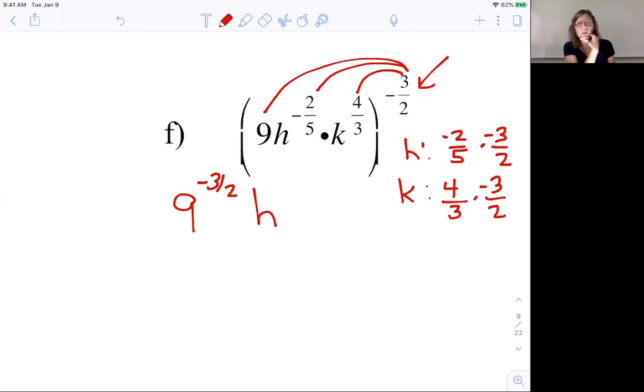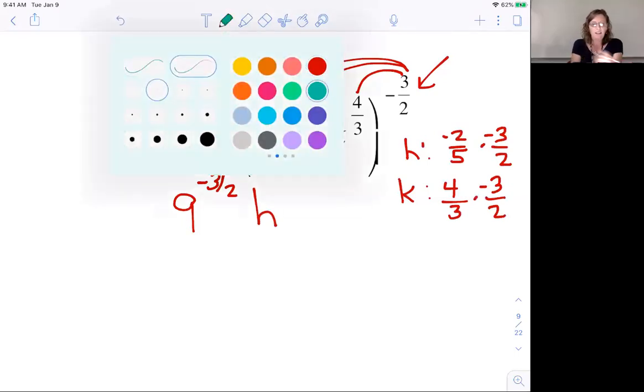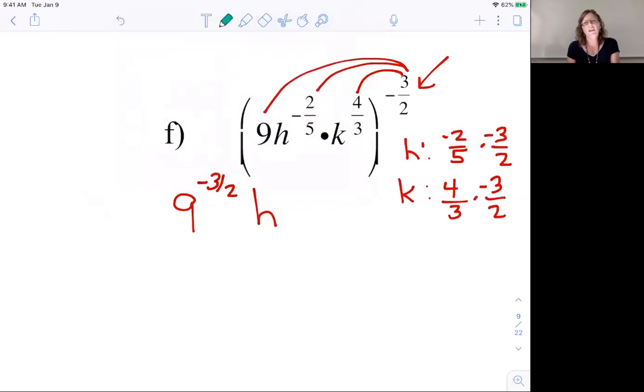Darby, what would the exponent of the h become? I haven't done the math. Sorry, one second. No, you're fine. I just have to. And I'm talking fast. What's a little trick with these fractions?